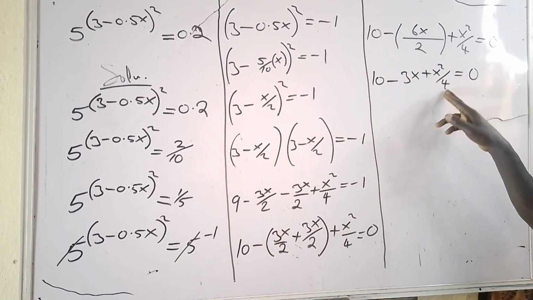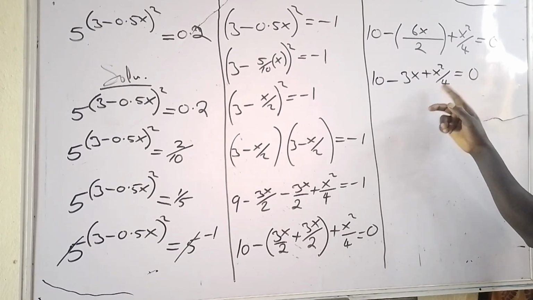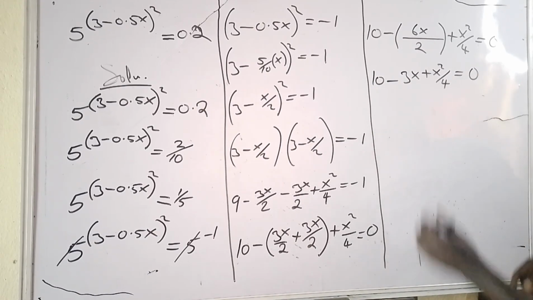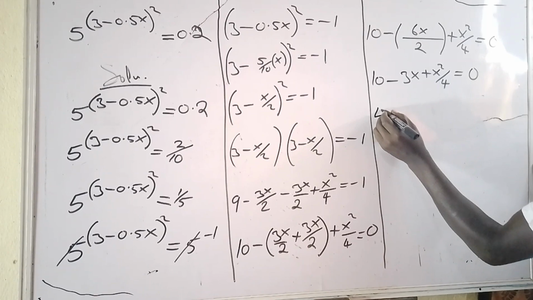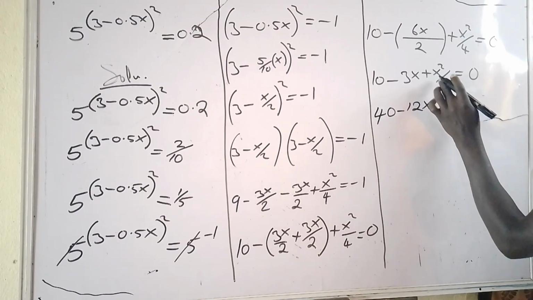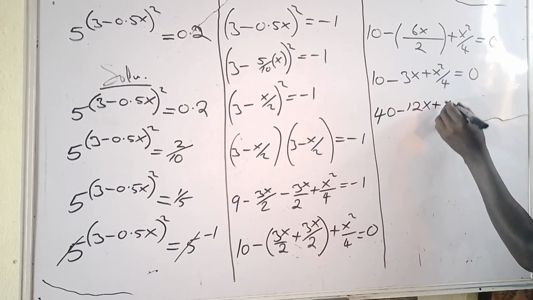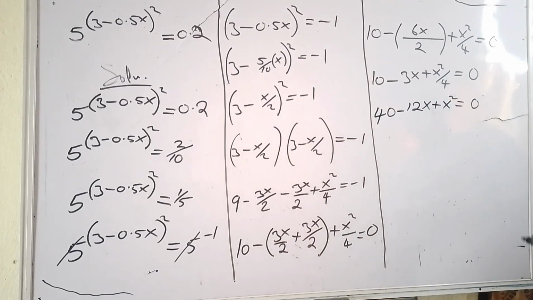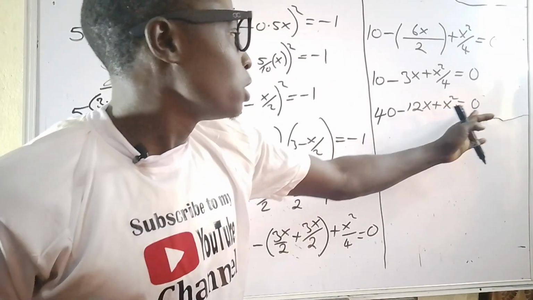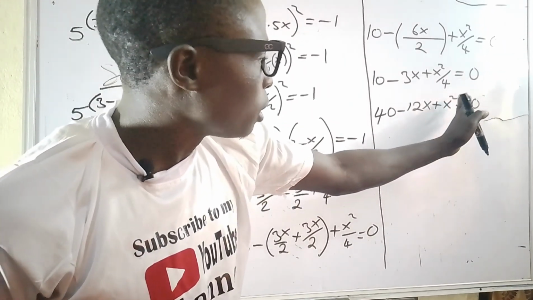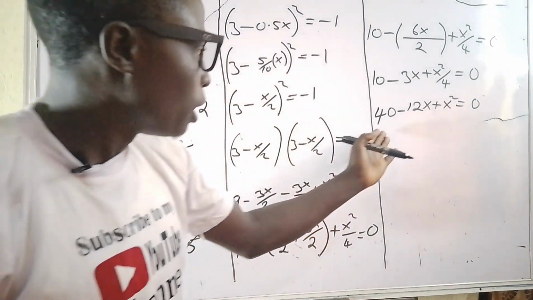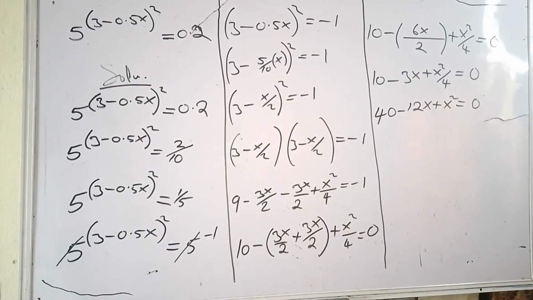So in order to remove this fraction, I need to multiply each individual term here, including 0, by 4, so that I remove this fraction. So 4 times 10 is 40, minus 3 times 4 is 12x. So the 4 will cancel here. I have plus x squared equal to 0. This is a quadratic equation. Of course, it is not well arranged, because traditionally we put the term with the square as the first term, but still nevertheless it's a quadratic equation.